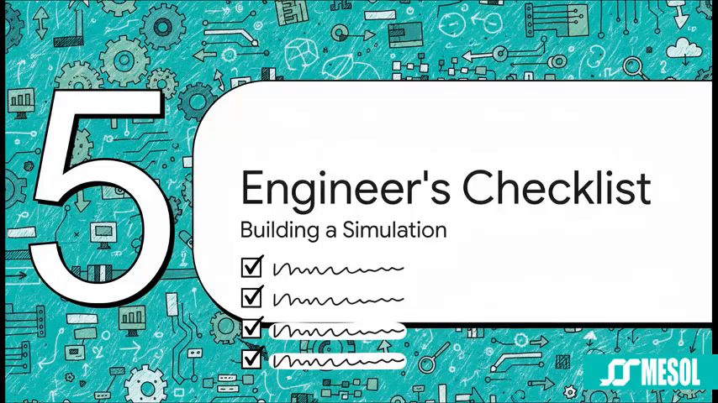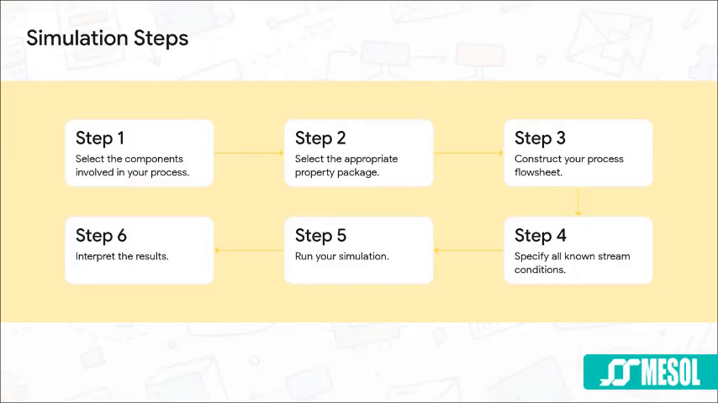So, with all that in mind, how do you actually put this all together in practice? Well, here's a clear step-by-step checklist that you should be following every single time you build a simulation. Okay, so here are the standard 6 steps. First, you select your components. Second, you pick that all-important property package. Third, you build your flow sheet. Fourth, you specify all your known streams and compositions. Fifth, you run the simulation. And sixth, you interpret the results.